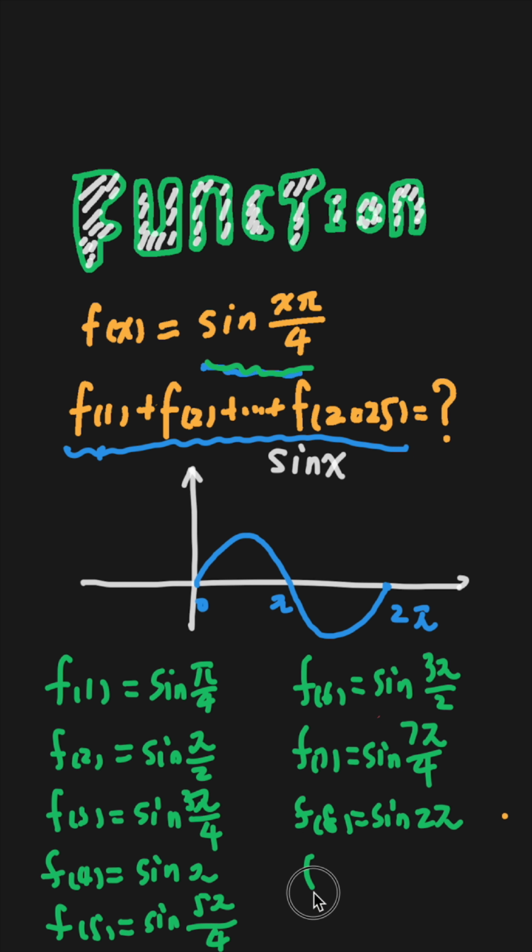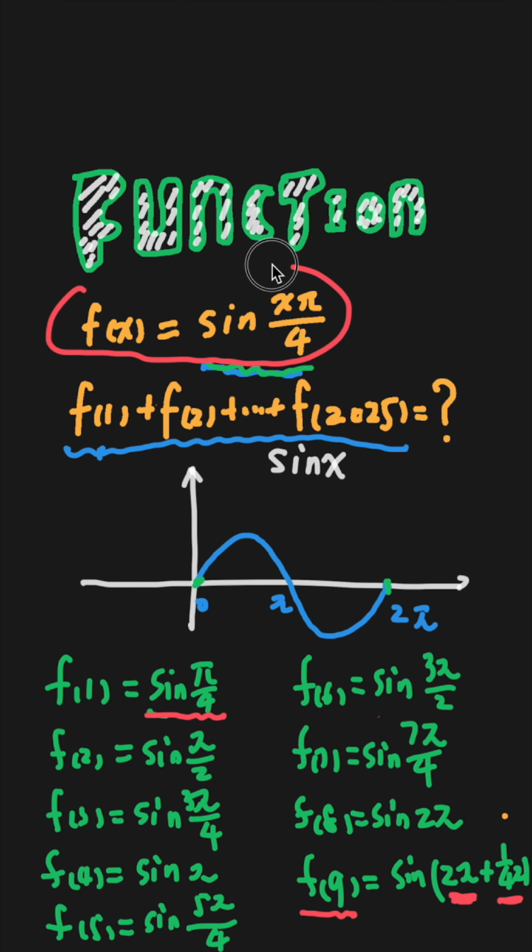And then when you get to F9, we're going to find out that the pattern has already shown up. This gives you 2 pi plus 1 over 4 pi. So that tells you that F1 actually is equal to F9. So the pattern actually repeats every 8 numbers. This original function actually repeats itself every 8 numbers.